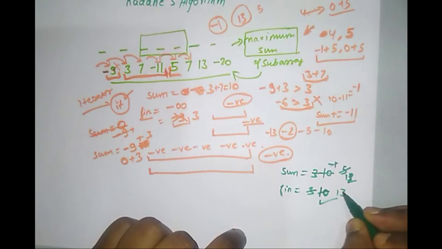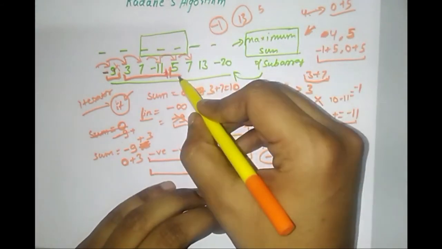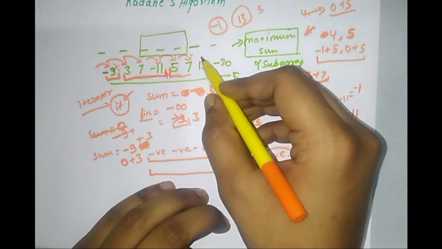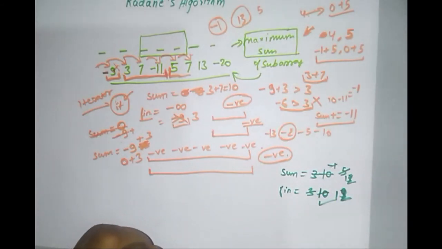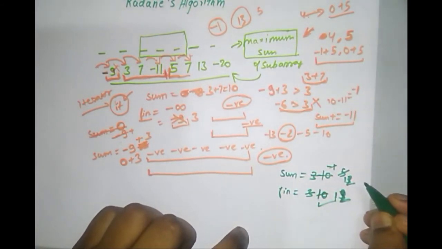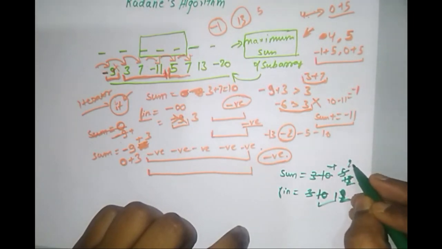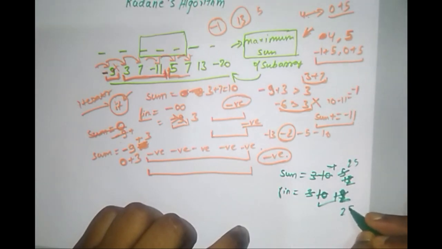So this is 12, and this is also 12. Okay, so now 12 plus 13 is 25. So 25 is greater than 13, obviously. Also, so our value of sum is 25, and final is also 25.